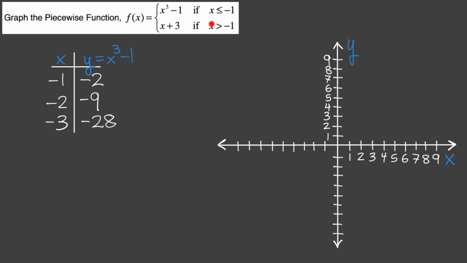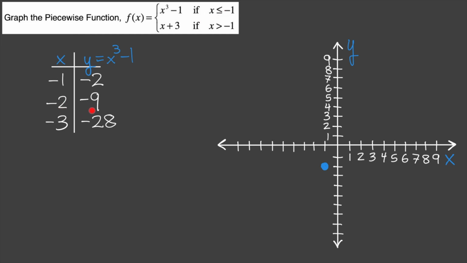So the first point where it's going to be defined is when x is negative 1. So the very first point is negative 1, comma, negative 2. So we go left 1, down 2. So here's our first point. We put a point there, and it's going to be filled. That's really important because it could have been empty, but it says here that x is less than or equal to negative 1. So it's defined here.